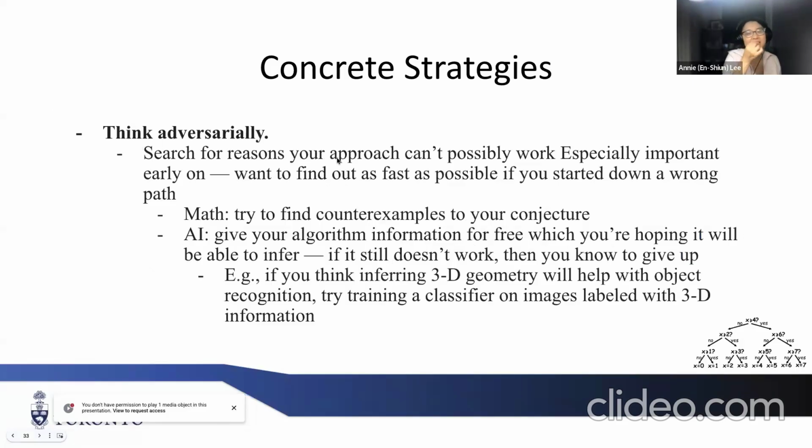One great thing is to think adversarially. As computer scientists, we want to think about the boundary cases, right? How do you know if your software or your algorithm works? Well, make sure you test the boundary. In math, you try to find counterexamples of your conjecture. In machine learning or AI, you can give your algorithm some information for free and see if it still works, right? So you can try to give it some examples.